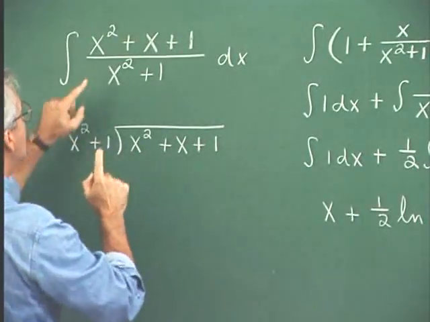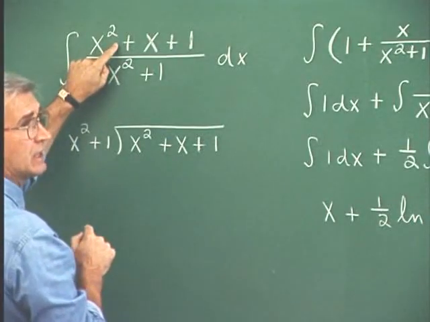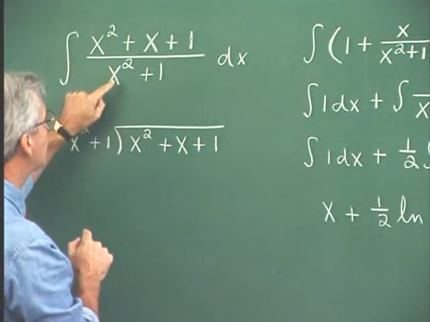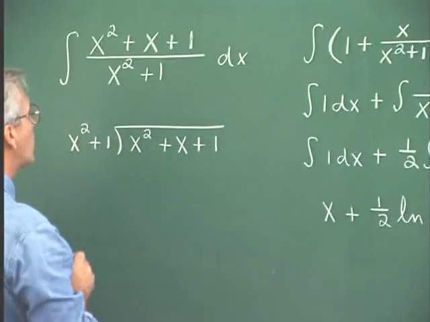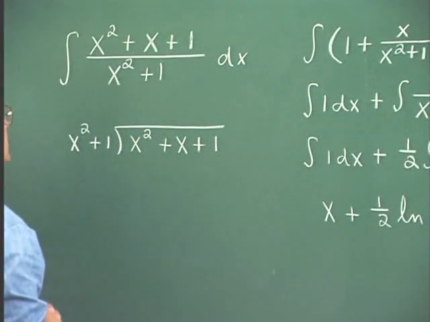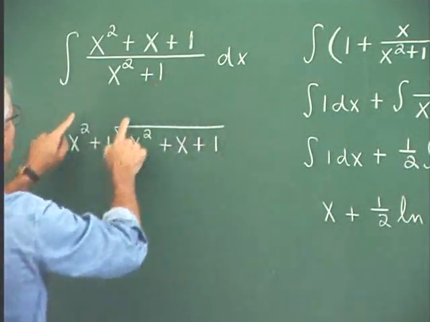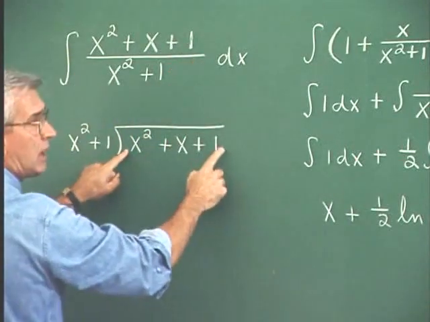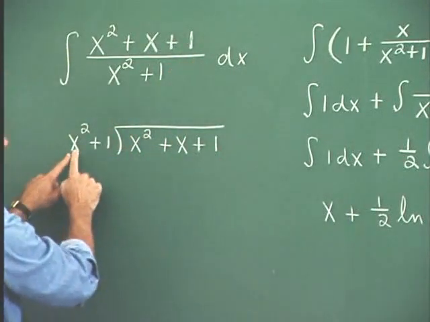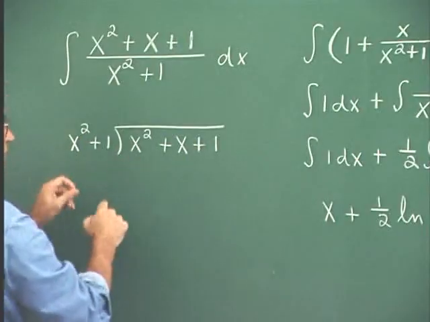That is, anytime the degree of the numerator is the same as or higher than the degree of the denominator, we can resort to this kind of manipulation. So I'm dividing x squared plus 1 into the numerator polynomial, and you remember this process, x squared into x squared goes one time.